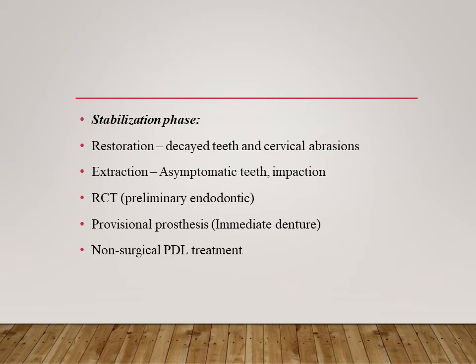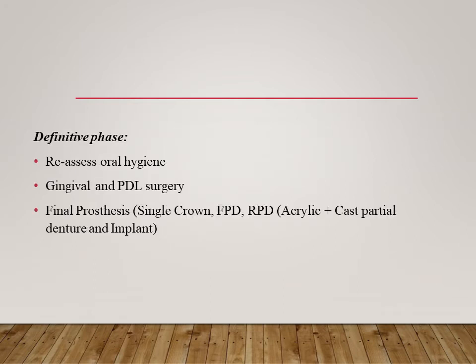Your endodontic treatment also comes into the stabilization phase. So you have to do the root canals of infected teeth and or teeth which have been affected due to trauma. You have to give them provisional prosthesis like immediate dentures, so that the patient does not feel aesthetically inferior, so that the patient has a replacement immediately after the extraction as well, and the extraction site can heal under the cover of the prosthesis over the next couple of weeks. Then of course you have your non-surgical perio treatment well in the stabilization phase.